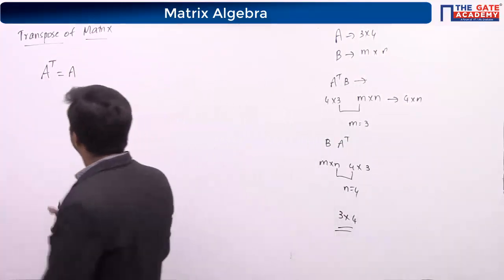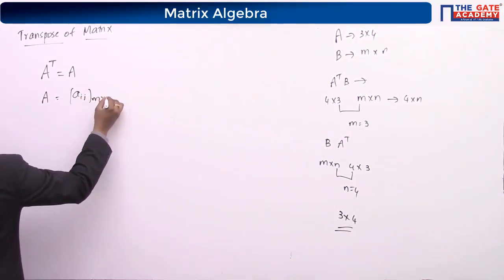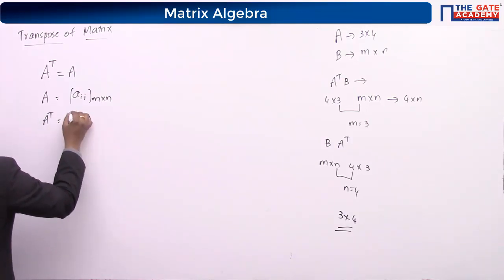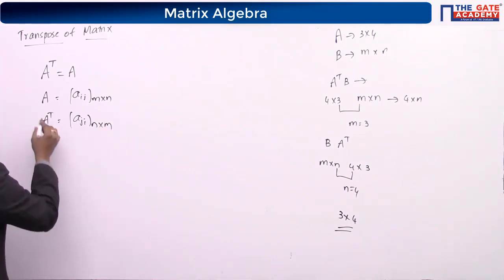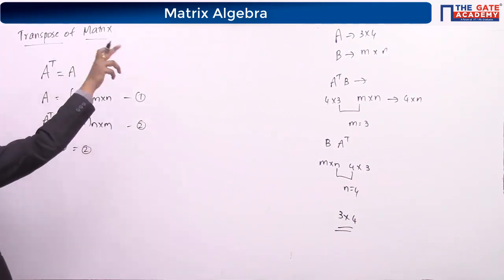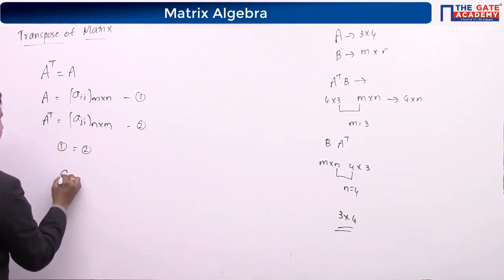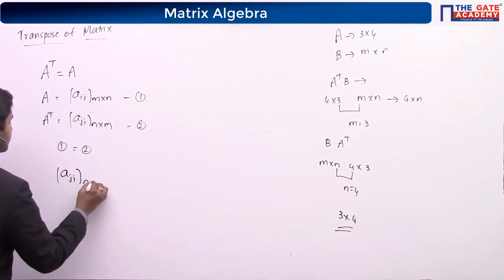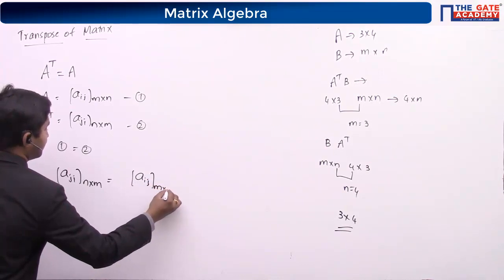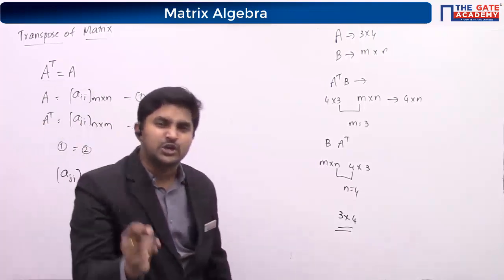Now how is it possible? Let us consider that A is going to have Aij, m cross n. Now what happens? The transpose of A will be equal to Aji, n cross m. Now if I say 1 and 2 are equal, that is the meaning of a symmetric matrix. It means that the value of Aji, n cross m, should be equal to Aij, m cross n.